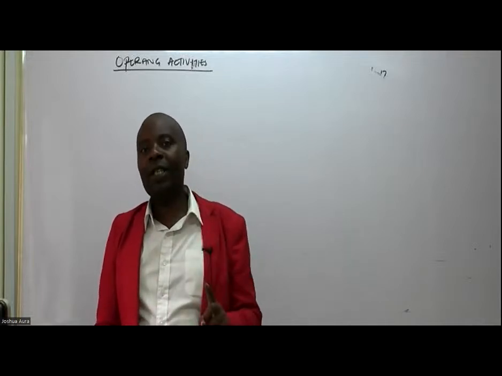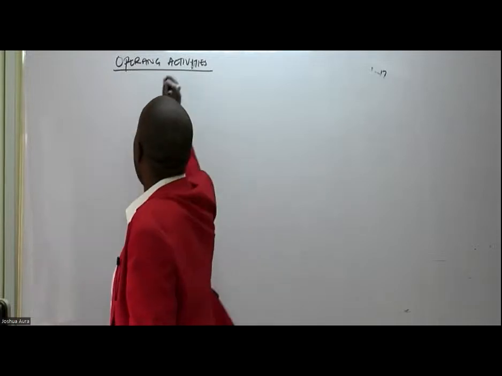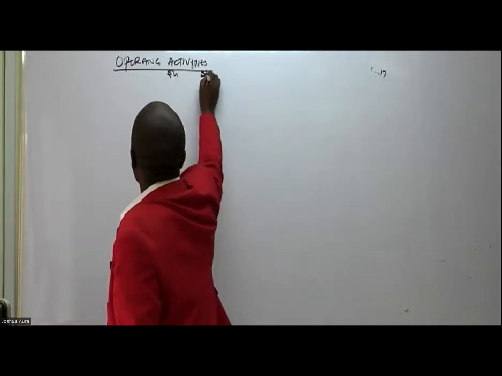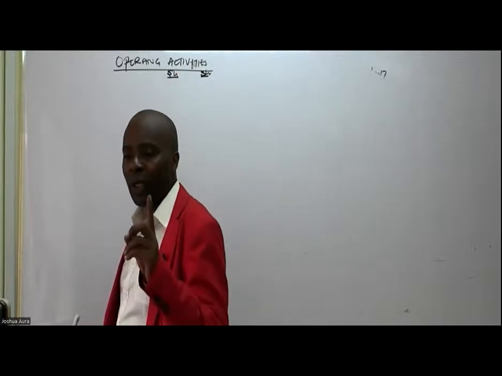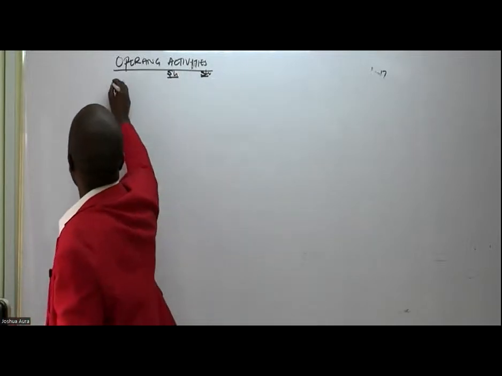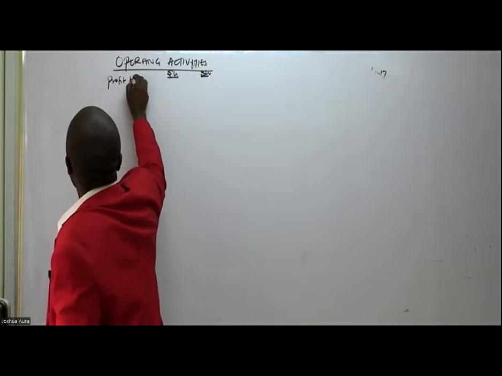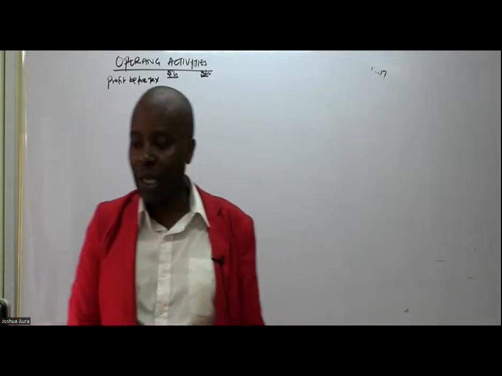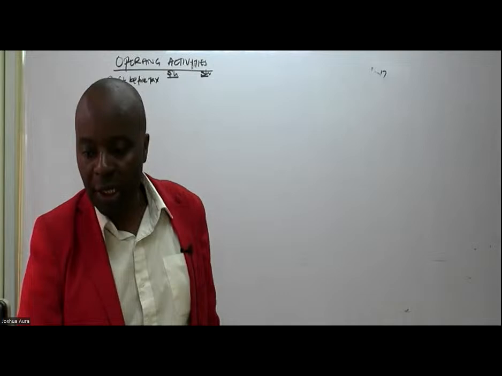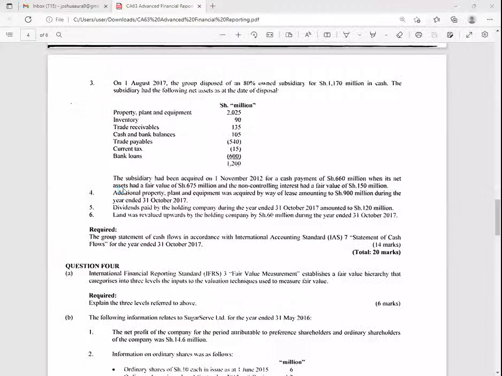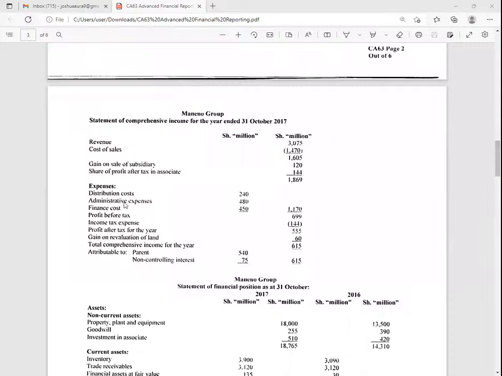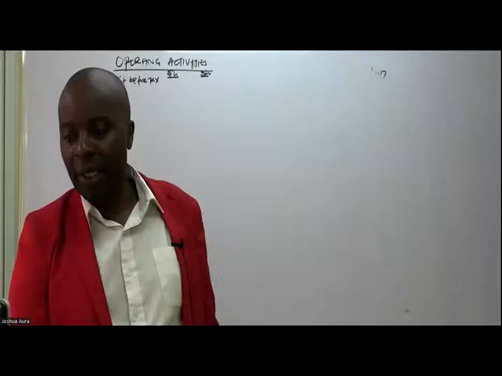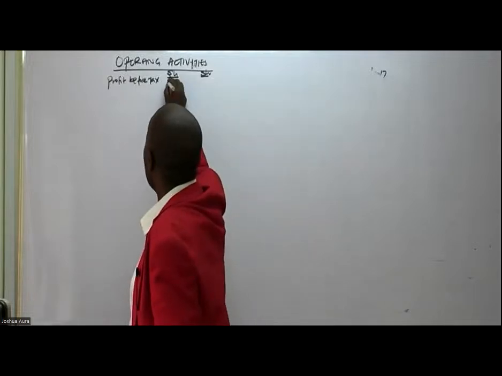However, IAS 7 tells us that we need to come here and start with profit before tax. So always you start with profit before taxation. Go to your income statement, look for profit before tax. Profit before tax is 699. This is what you begin with.